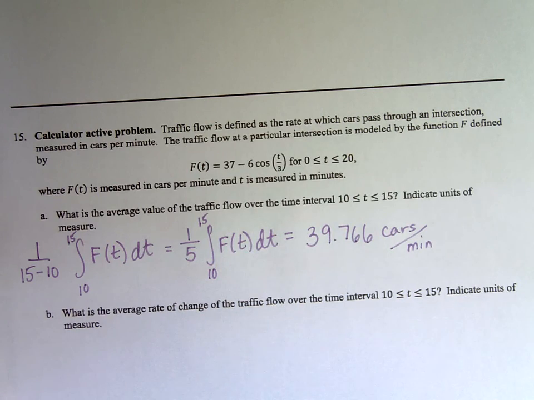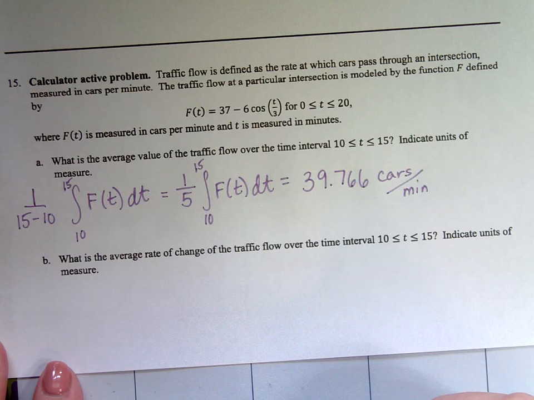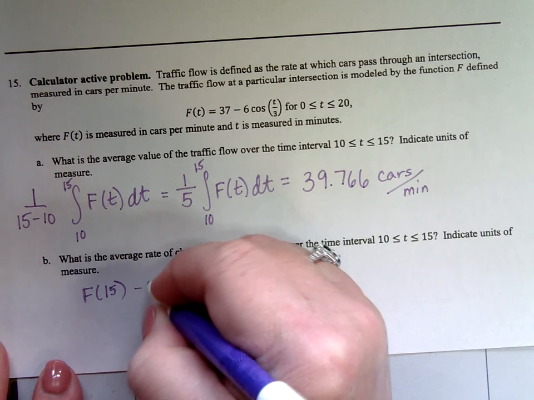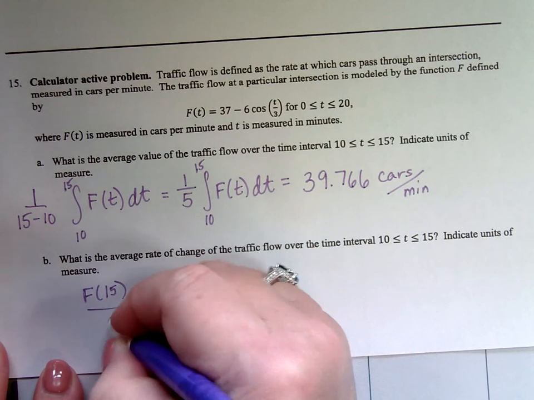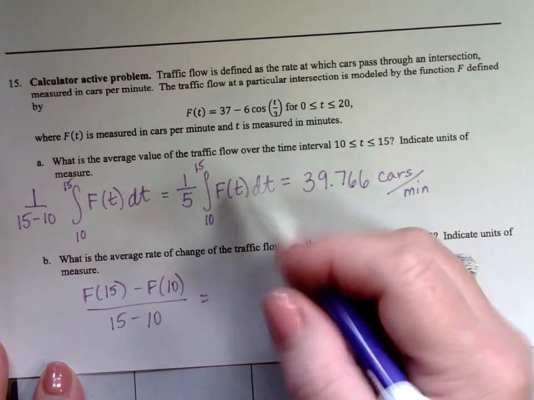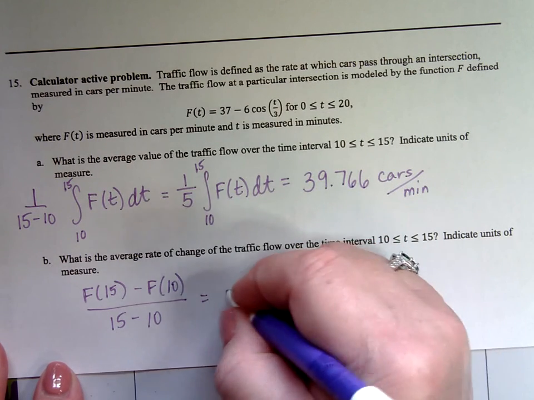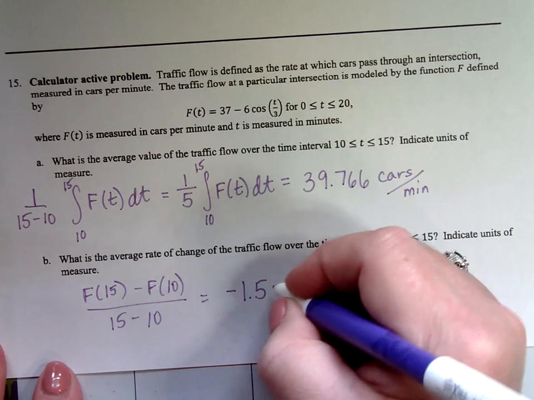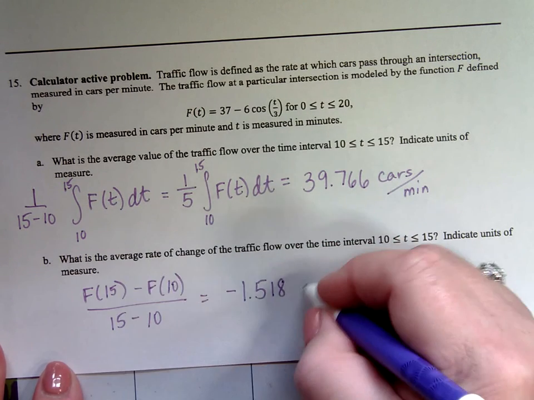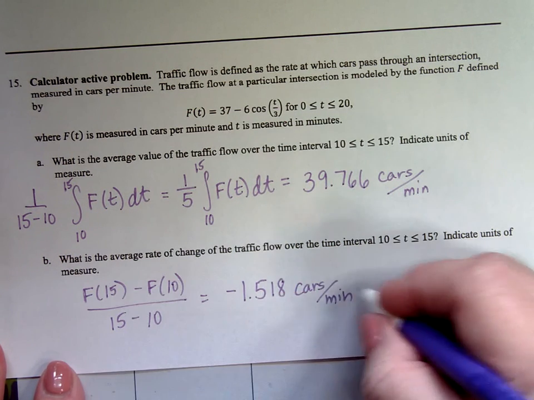And then the last one says, what's the average rate of change? Rate of change. Now you're talking the slope formula. So I want to know what f of 15 minus f of 10 over 15 minus 10 is. And so I go to my calculator again, and I put this into my y1, and then I can set up a table so I can get the values. And it ends up that this comes out to be negative 1.518. But the earlier one was representative of cars per minute, and this is another set of minutes. So you end up with cars per minute squared.